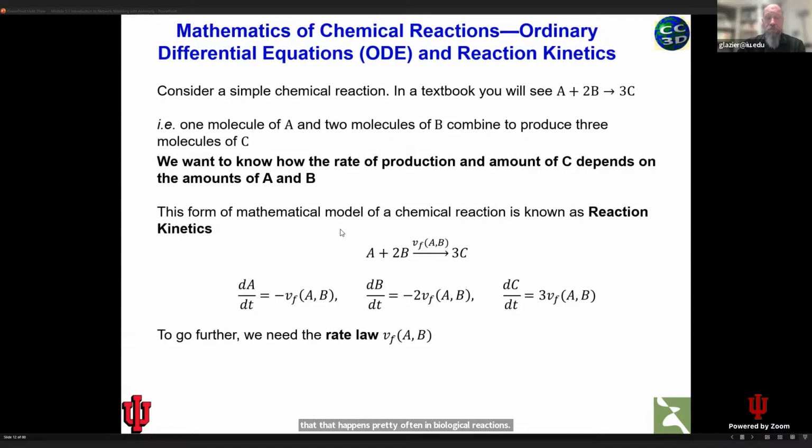If we want to go further, we have to have some mathematical description of what that rate is. We can translate this chemical reaction here, A plus 2B goes to 3C at a rate VF, which depends on the concentration of A and B, into ordinary differential equations that describe the chemical reaction rates. And these are called rate equations, otherwise called reaction kinetic equations. This one arrow diagram produces 3 first-order ordinary differential equations, one for the rate of change of A, one for the rate of change of B, and one for the rate of change of C.